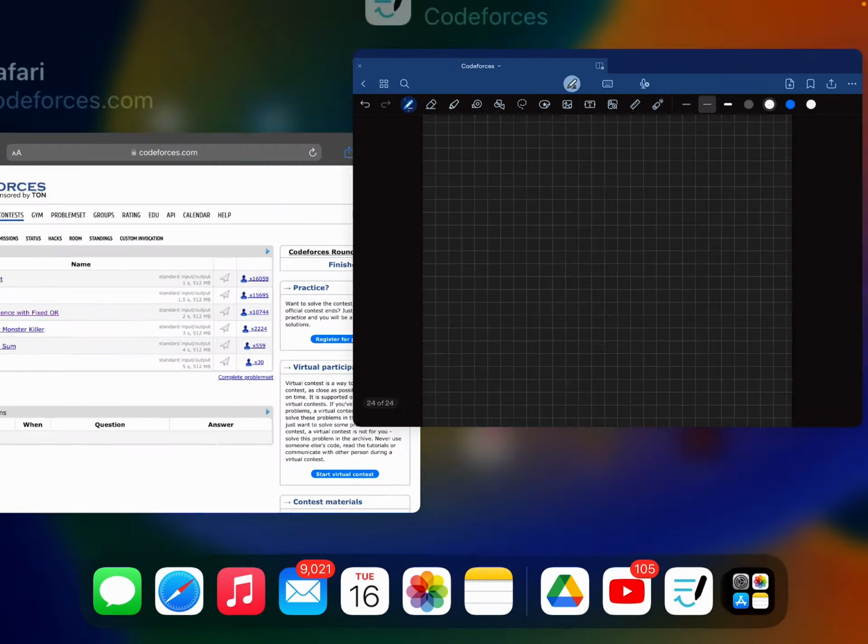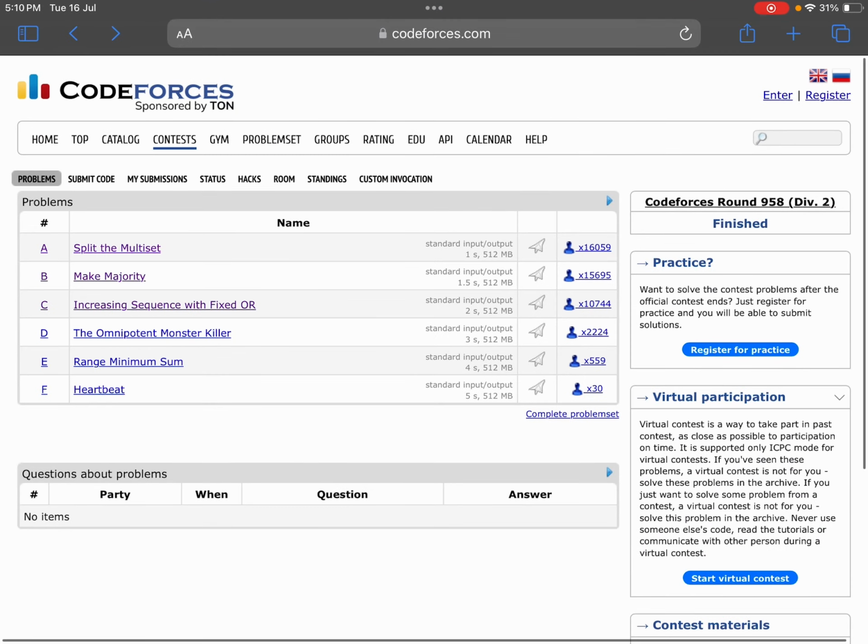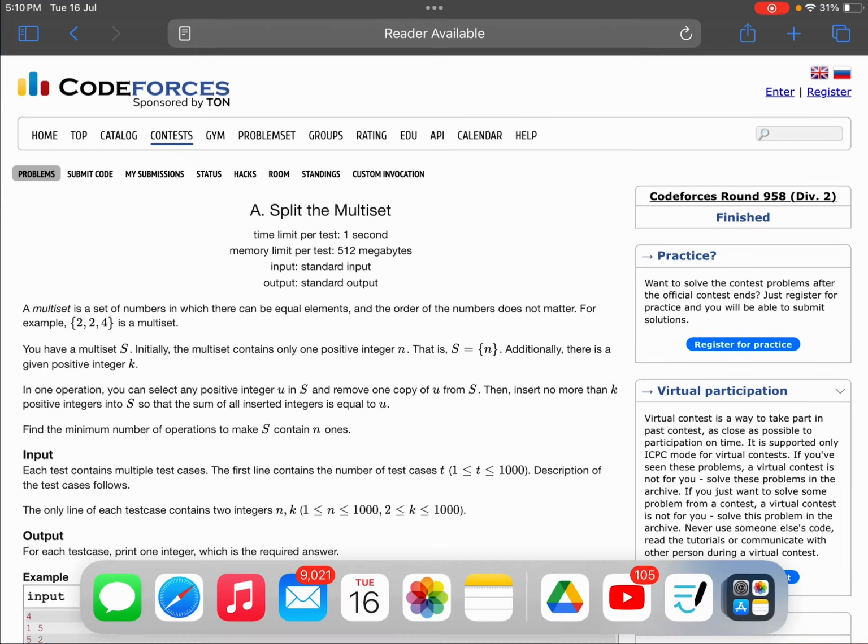Hello, so today we'll be solving some questions from Codeforces Round 958, which was the Division 2 contest. So let's start. The first question is Split the Multiset.